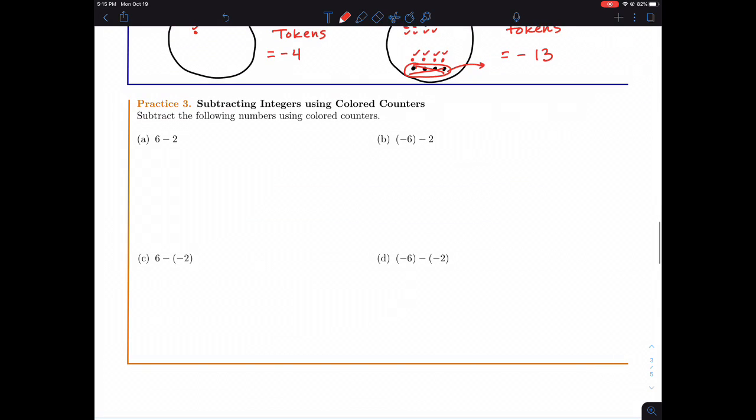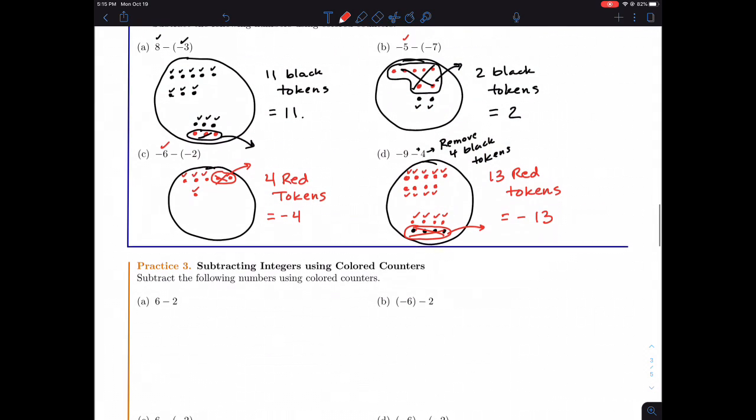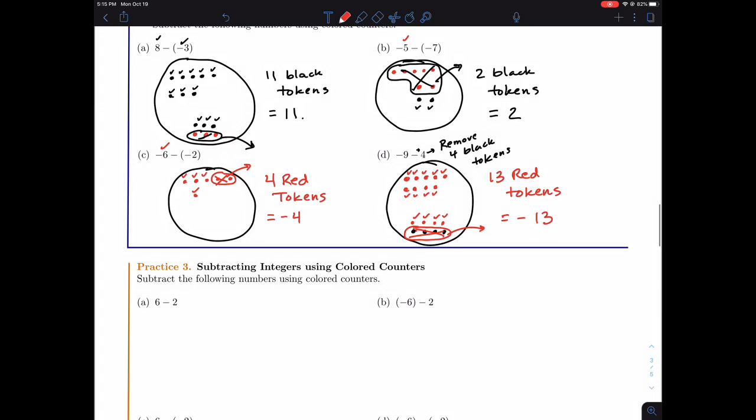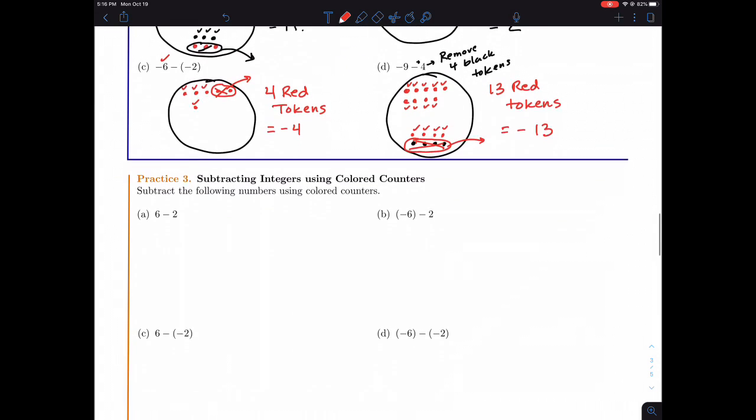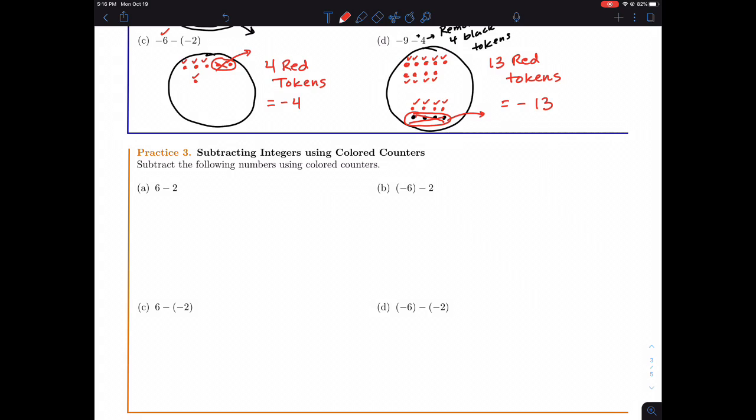So again, pause the video at this point. Work on practice 3. So again, same kind of idea that we were doing before. So again, just be careful. Sometimes you may have to add counters in. Sometimes you may not have to, depending on how it's laid out and stuff like that. But again, for this one, you should only need 1 circle as opposed to the addition where we needed multiple circles, 1 for each number. So when you're done with that, come on back and then we'll talk about number line subtraction.